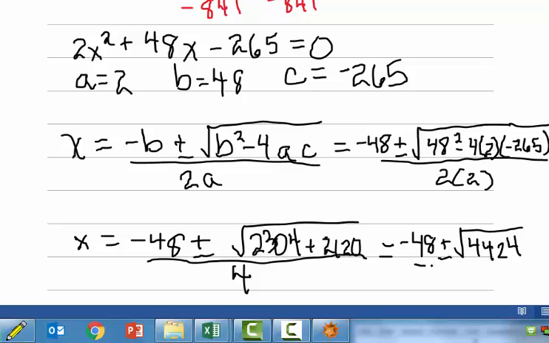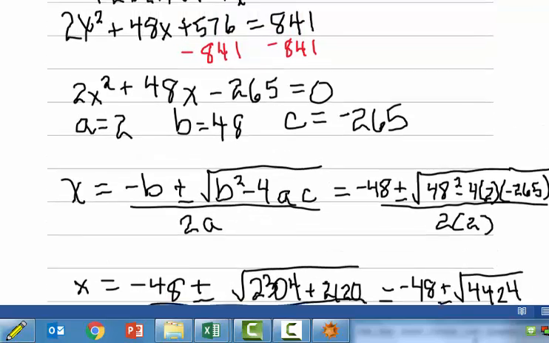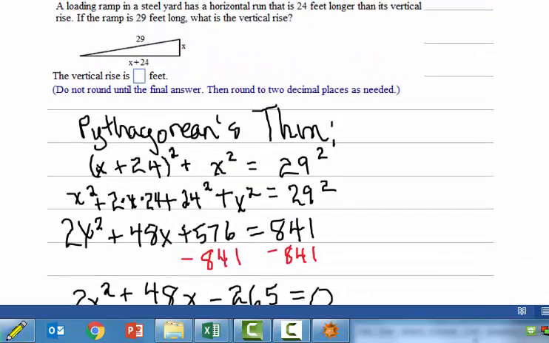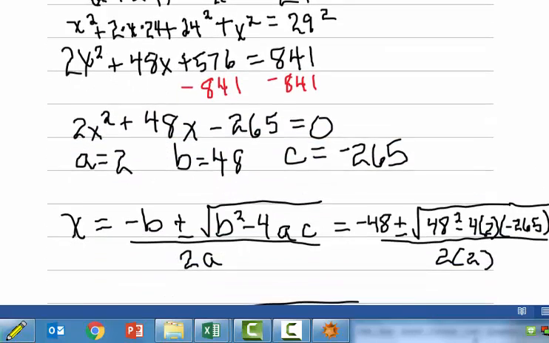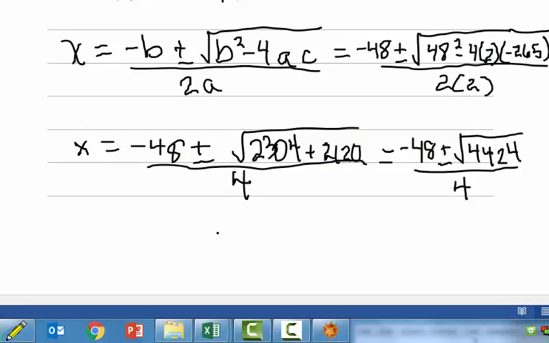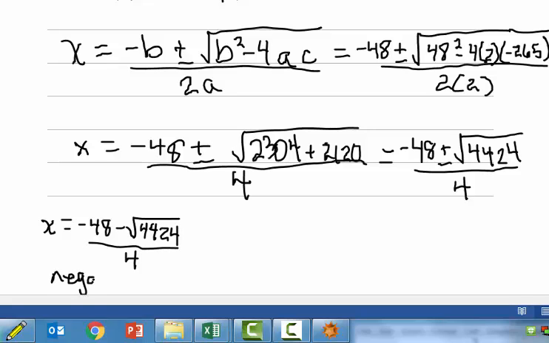Now, when we look back at what the problem's requiring, the problem is telling us to round to 2 decimal places. And one of the things you have to be careful of is rounding too early, because this can change your final result. So the x value where I subtract the radical, minus 48 minus the square root, divided by 4 is negative. So this is not going to be applicable.